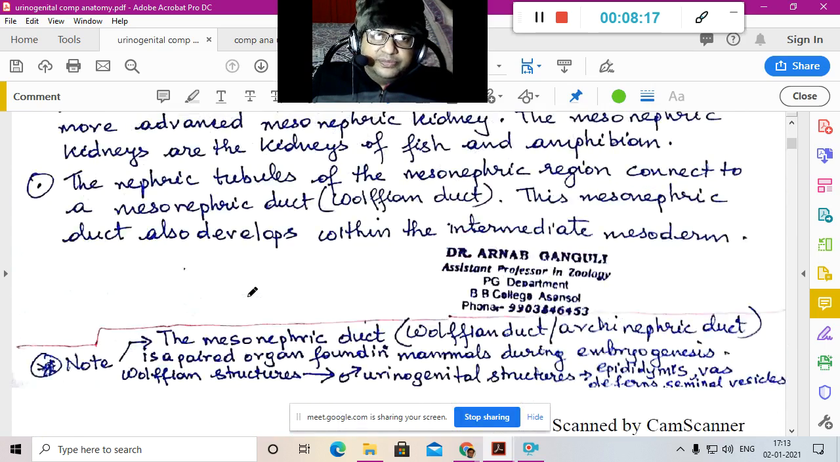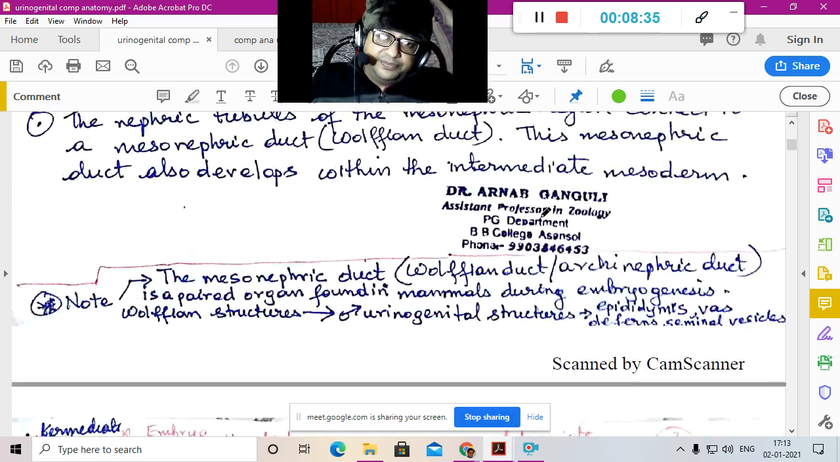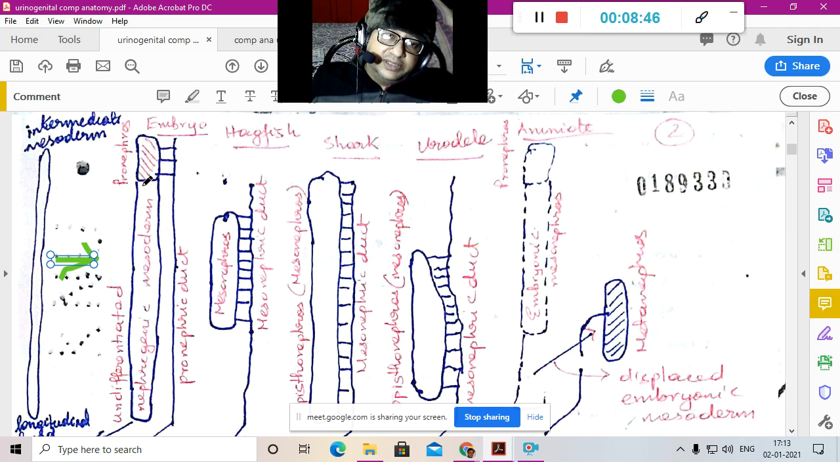In the early stages of many vertebrate kidneys, the first nephric tubules function for a brief period as the pronephric duct. So from the nephric tissues, the nephric ducts form. This is the longitudinal band. In early development, it then develops into this region, which is the nephrogenic mesoderm. This nephrogenic matter from the nephric tissues is undifferentiated.